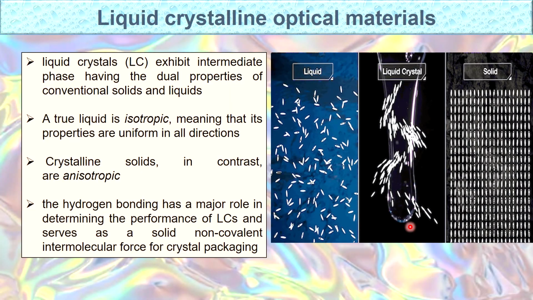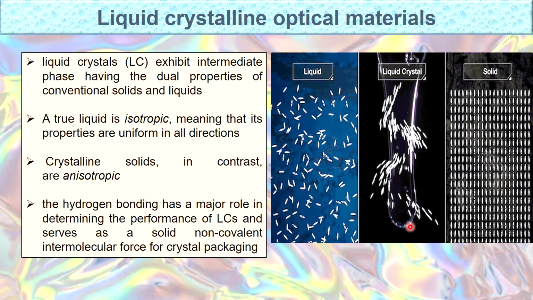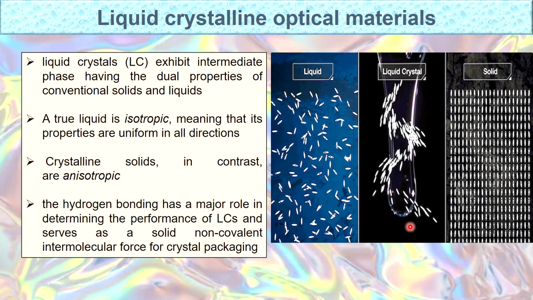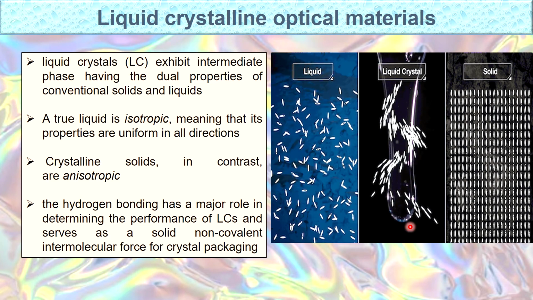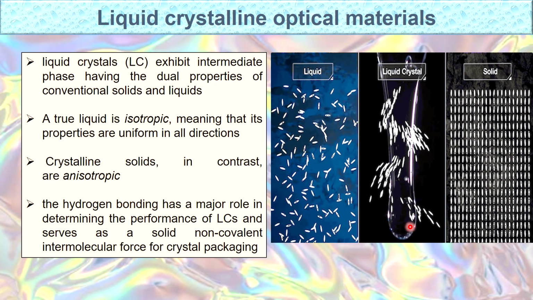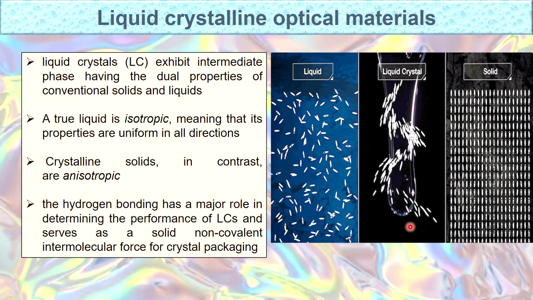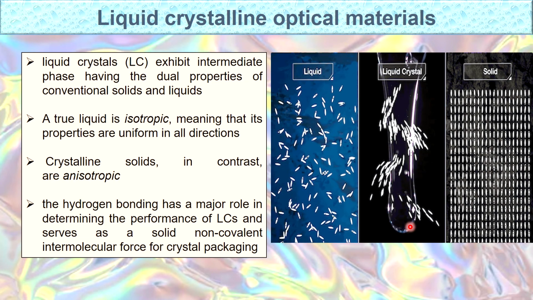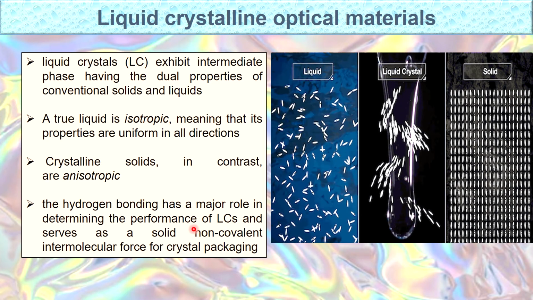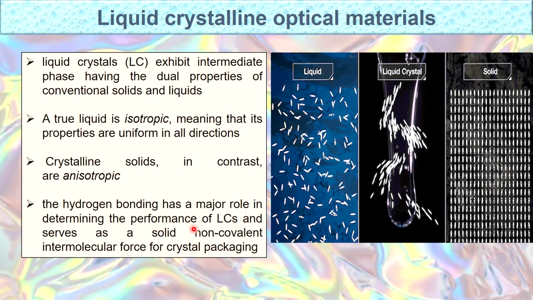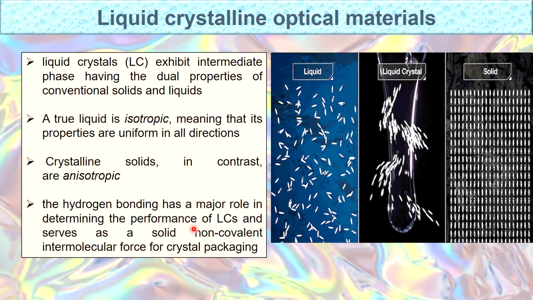Now let's have a look into the liquid crystalline optical material. Liquid crystal is a state of matter which has properties between those of conventional liquid and those of solid crystals. For instance, we can say that a liquid crystal may flow like a liquid, but its molecules may be oriented in a crystal-like way. There are many different types of liquid crystal phases which can be distinguished by their different optical properties. The hydrogen bonding has a major role in determining the performance of liquid crystal, and it serves as a solid non-covalent intermolecular force for crystal packaging.